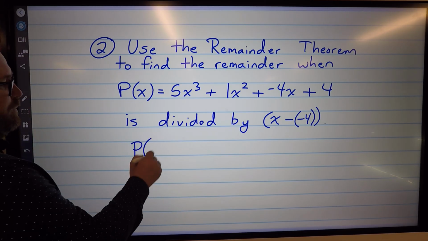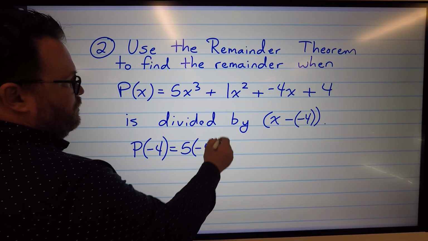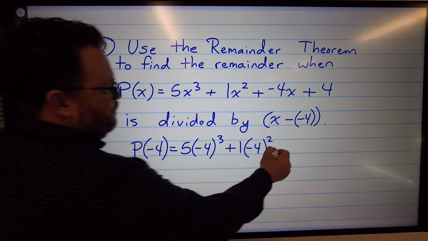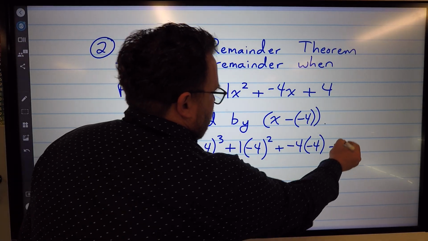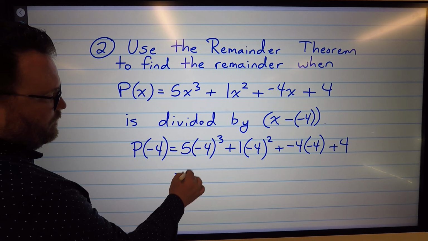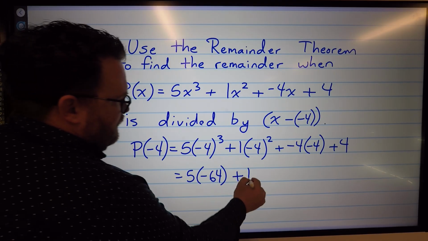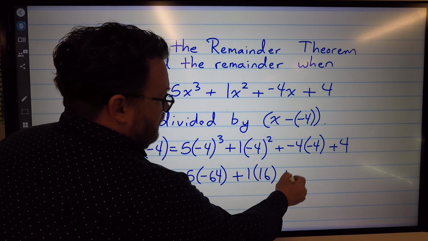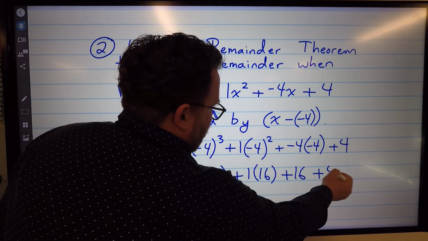So p of negative 4 is going to equal 5 times negative 4 cubed plus 1 times negative 4 squared plus negative 4 times negative 4 plus 4. All right, so negative 4 cubed is negative 64, so we have 5 times negative 64 plus 1 times 16, since negative 4 squared is 16, plus negative 4 times negative 4 is positive 16 plus 4.